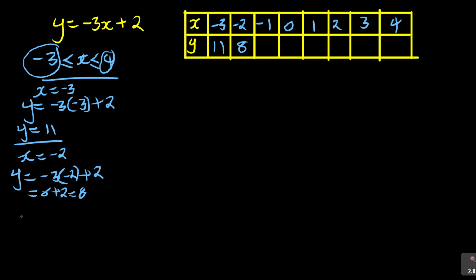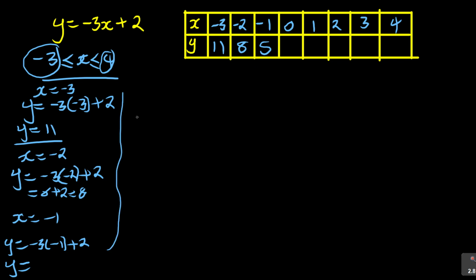See, this continues. When x is equal to minus 1, y is equal to minus 3 minus 1 plus 2, which is y is equal to 3 plus 2. It's what? It's 5. You move on. When x is equal to 0, I'm just doing that so that you can understand. When x is equal to 0, y is equal to minus 3, put a bracket, 0 plus 2. What is y? y is equal to 2. You put a 2.